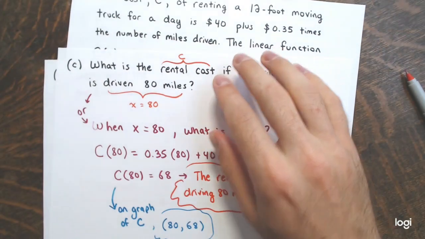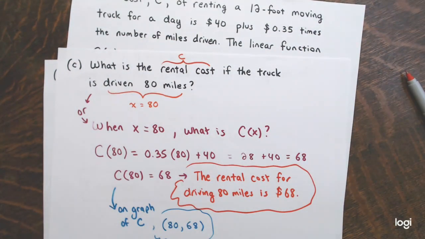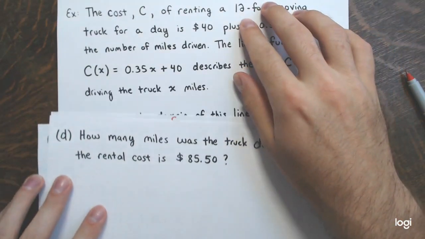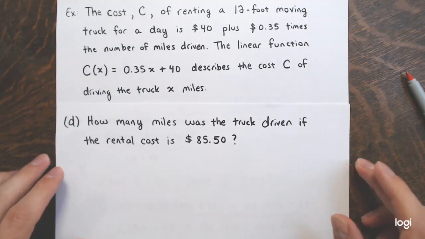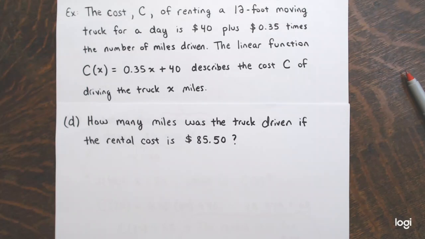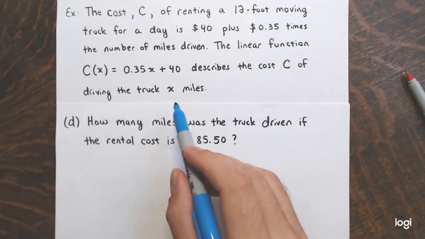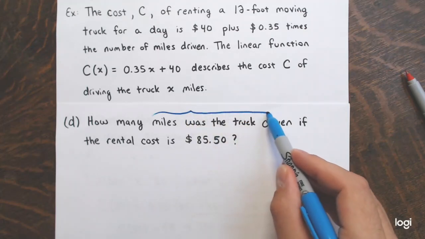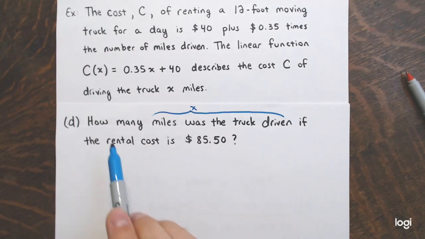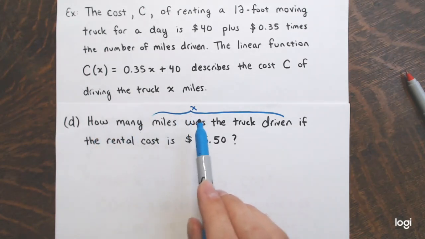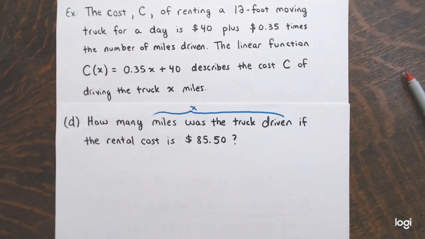All right, next question, part D. So same problem, keep the problem up here. So here's part D. How many miles was the truck driven if the rental cost is $85.50? Reading through this, the question is about how many miles was the truck driven. That was x, the number of miles the truck drove. So we don't know x. They're saying how many x, what is the value of x? How many miles was the truck driven if the rental cost is $85.50?